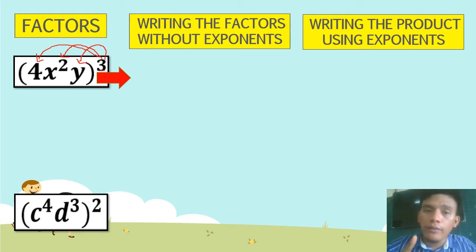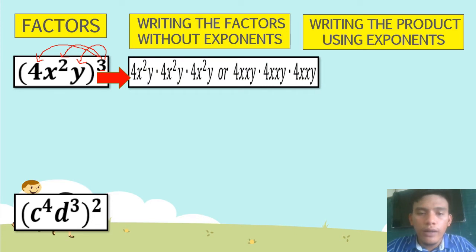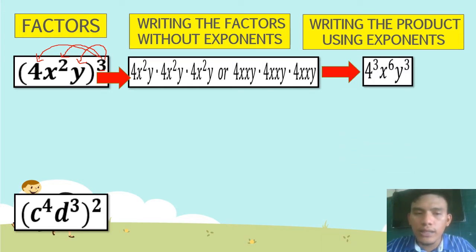But when you write the factors without exponents, you can do 4x squared y, 4x squared y, 4x squared y, or 4xxy times 4xxy times 4xxy. Writing the product using exponents, so 4 cubed x to the 6, because the exponent to exponent will be multiplied. 3 times 2, that's why 6. The exponent of y is 1, 1 times 3, that's why 3.